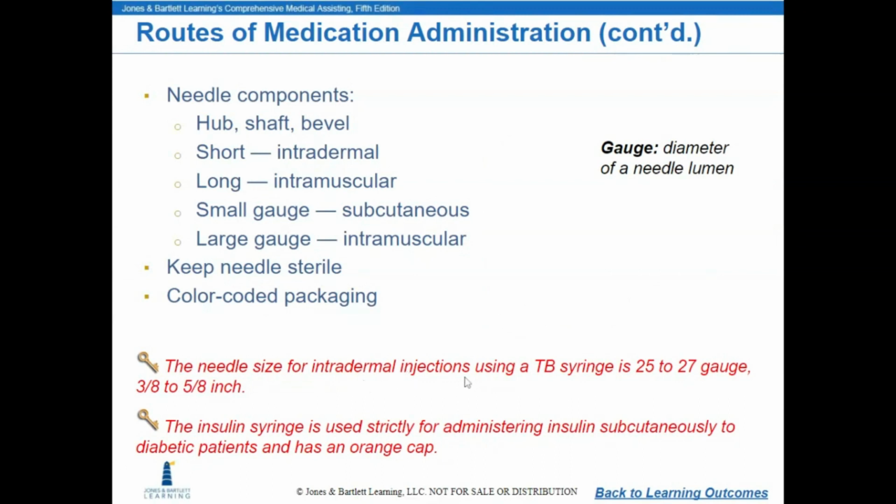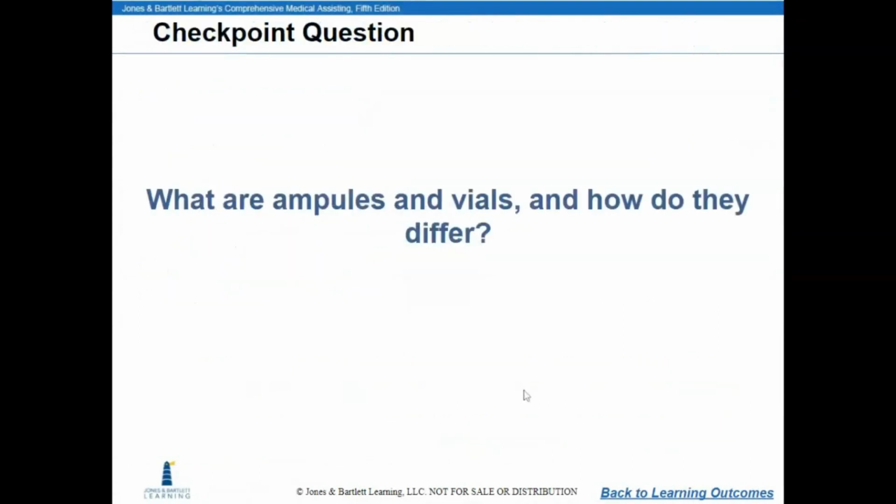So intradermal injections, that's the first injection we're going to talk about. We're going to use a TB syringe for that, all right? And it ranges from 25 to 27 gauge, from 3/8 to 5/8 inch. All right. Insulin syringes are strictly for insulin. All right, strictly for insulin.